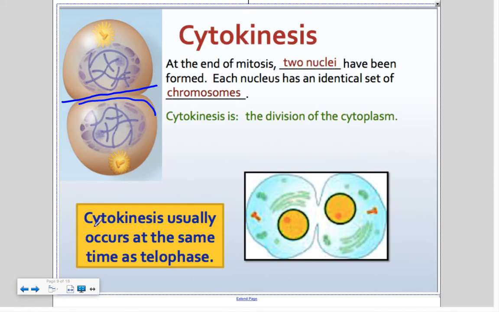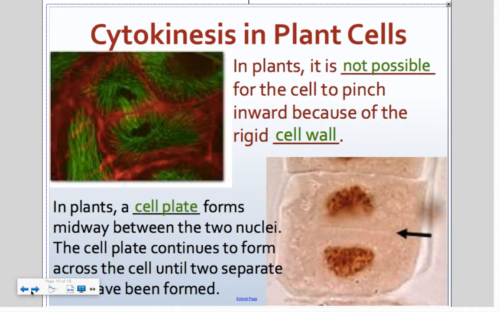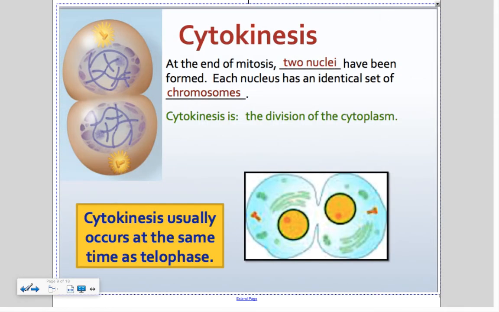Usually this is happening at the same time as telophase, because as you can see, they're very closely related. The timing is almost identical. What we haven't talked about is the difference between plant and animal cells. What you've seen so far is referring to animal cells, where the cell membrane pinches off into two different cells. When we talk about animal cells, really the only difference is this cytokinesis part, where the two cells must separate themselves.